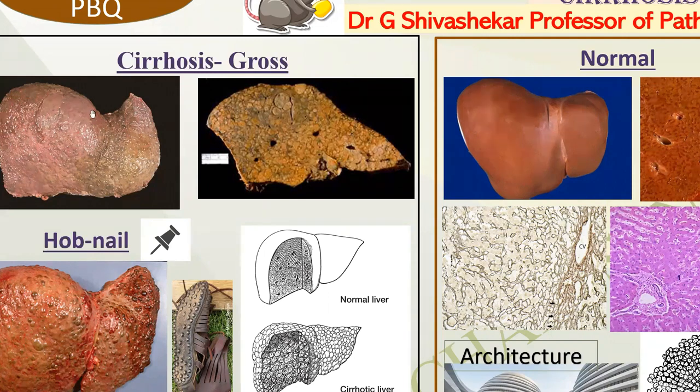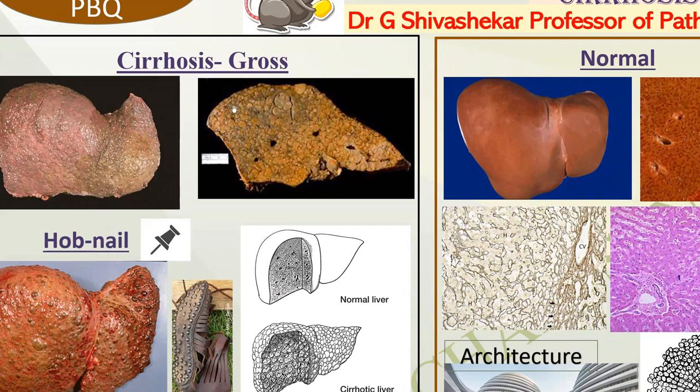And when I see the external surface, it is not smooth. It is not very glistening. And there are fine nodules on it, which is called a classical hobnail pattern. It involves the entire surface of the liver, not just the right lobe or the left lobe. The entire surface of the liver is involved. Capsule is thick and adherent.